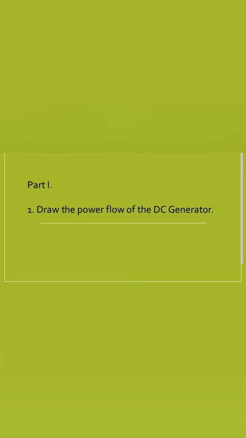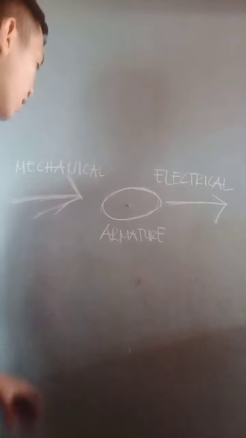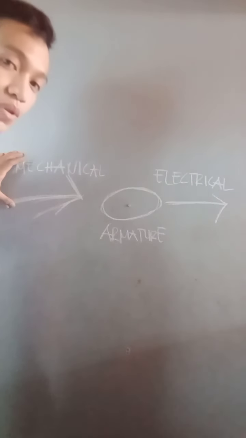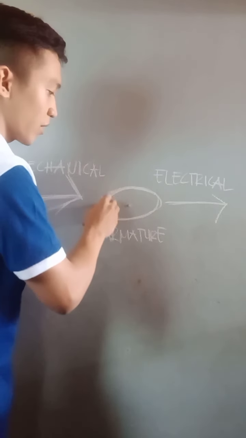And question 1 is, so we all know that a generator transforms mechanical energy into electrical energy. So the illustration goes, so here, from mechanical power input, it goes to the armature, wherein this is where the conversion happens.